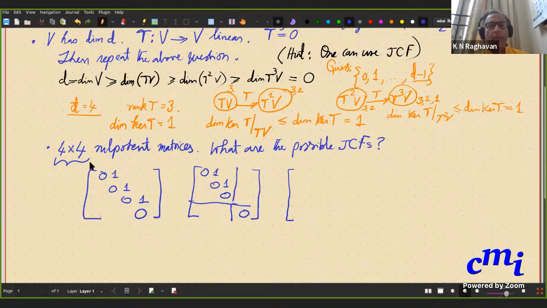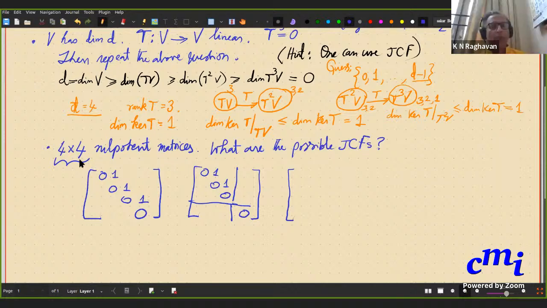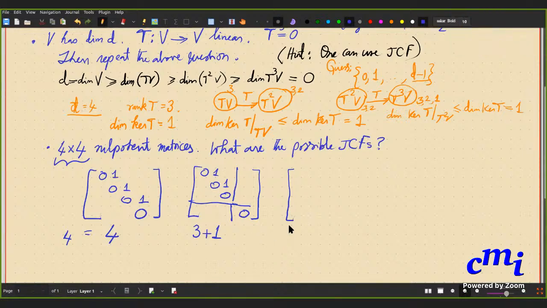I didn't mention this because I thought it's something you would know. But the Jordan blocks are parametrized by partitions. There are as many Jordan forms as there are partitions of 4, right? So this is 4 is equal to 4. This is 3 plus 1. What are the other ways of writing 4? 2 plus 2.